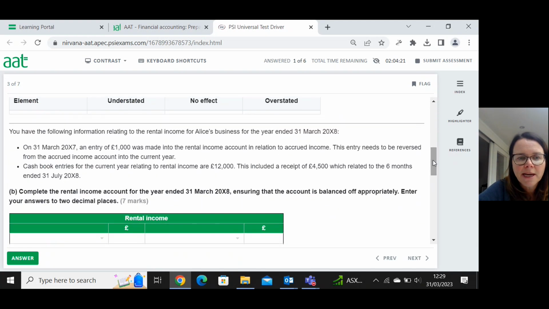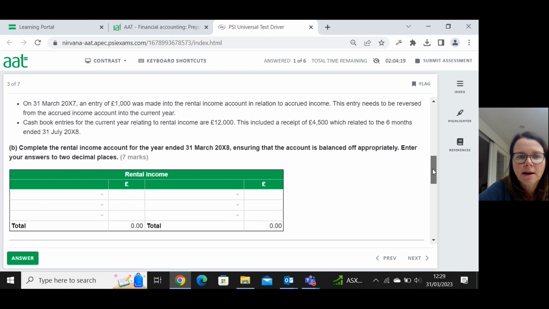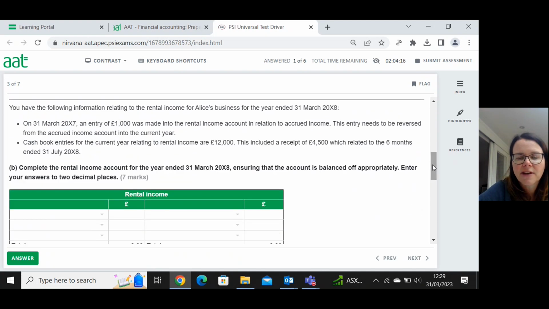You have the following information relating to the rental income for Alice's business for the year ended 31st of March X8. On the 31st of March X7, the end of the previous year, an entry of 1,000 was made into the rental income account relating to accrued income. This needs to be reversed.